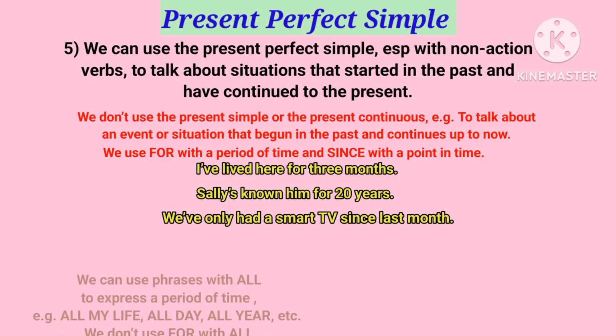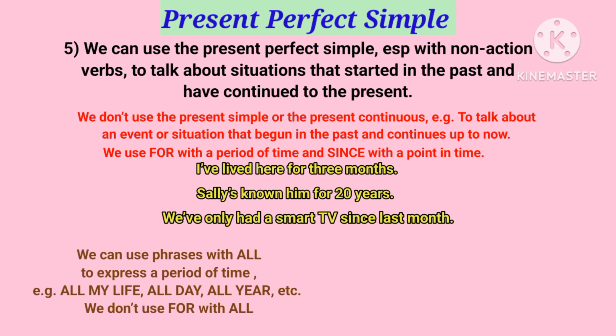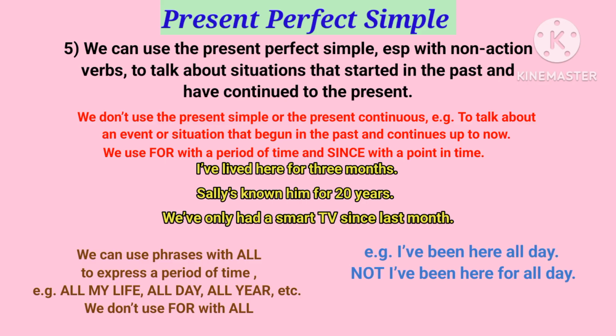We can use phrases with all to express a period of time. For example, all my life, all day, all year, etc. We don't use for with all. Look at this example. I've been here all day, not I've been here for all day. This is wrong. I've been out all morning.